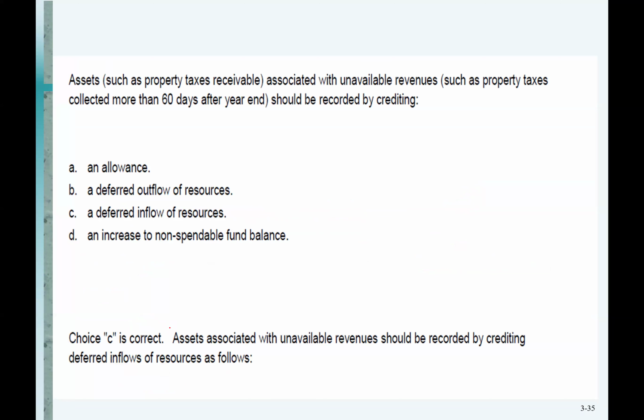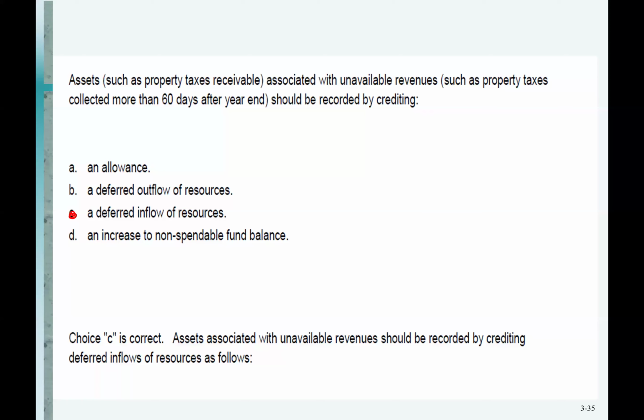Okay, good. More of a theoretical question. Assets such as property tax receivable associated with unavailable revenue, such as property taxes collected more than 60 days after year end. What do we do with those? We treat those as deferred inflow.